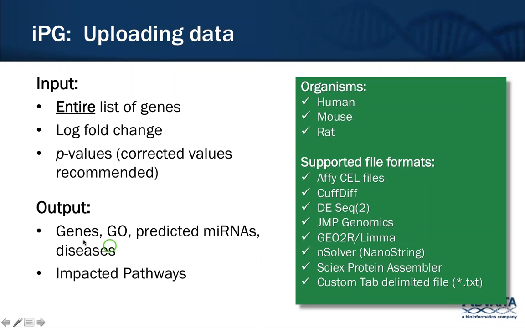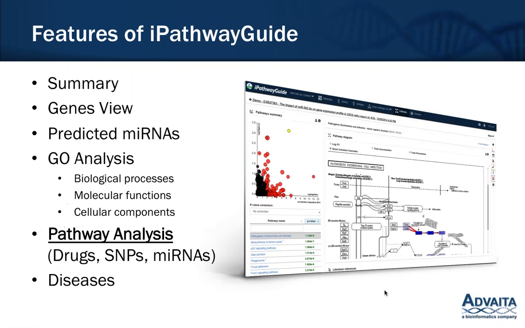The output will be a list of DE genes, GO terms, predicted microRNAs, diseases, and impacted pathways, as I had previously mentioned. The organisms that we currently support are human, mouse, and rat. And the file formats you can see here that we support, basically, if you have differential expression, we can analyze it.